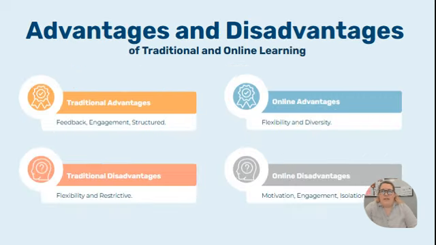Some advantages and disadvantages of traditional and online learning. So for the traditional model, advantages are there's immediate feedback and in-person engagement. So when I'm here actively watching my kids, I can see what's going on, if they're grasping the concept or not. There's a structured learning environment, which is conducive to discipline. So if I can see that there's an issue in the class, I can handle that right then and there.